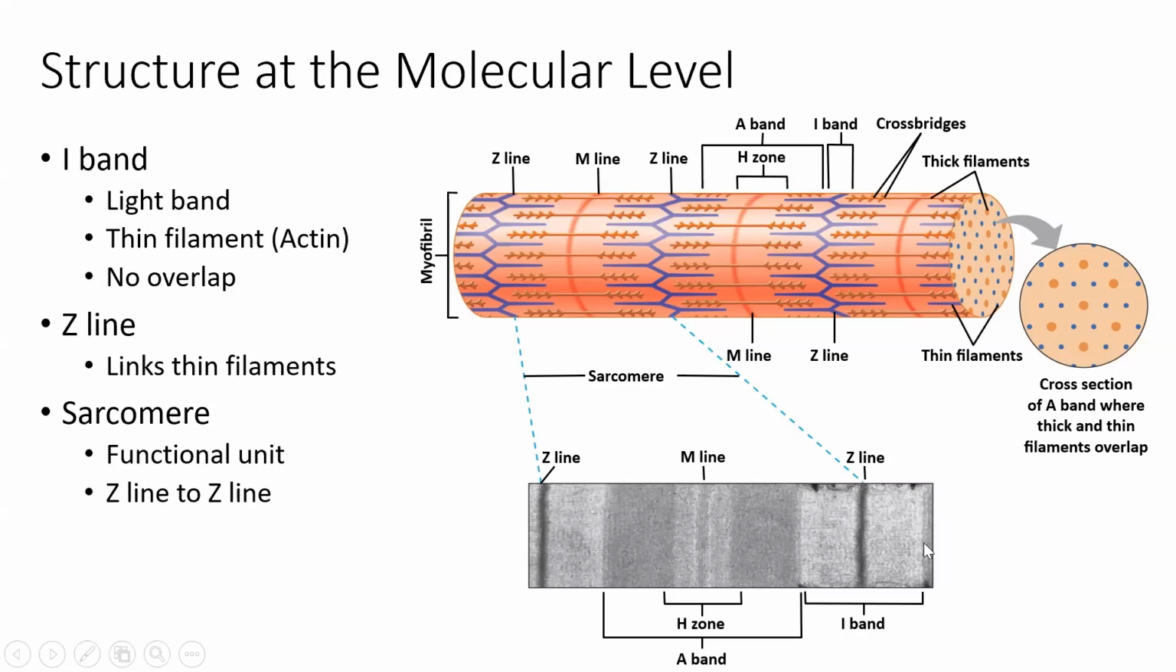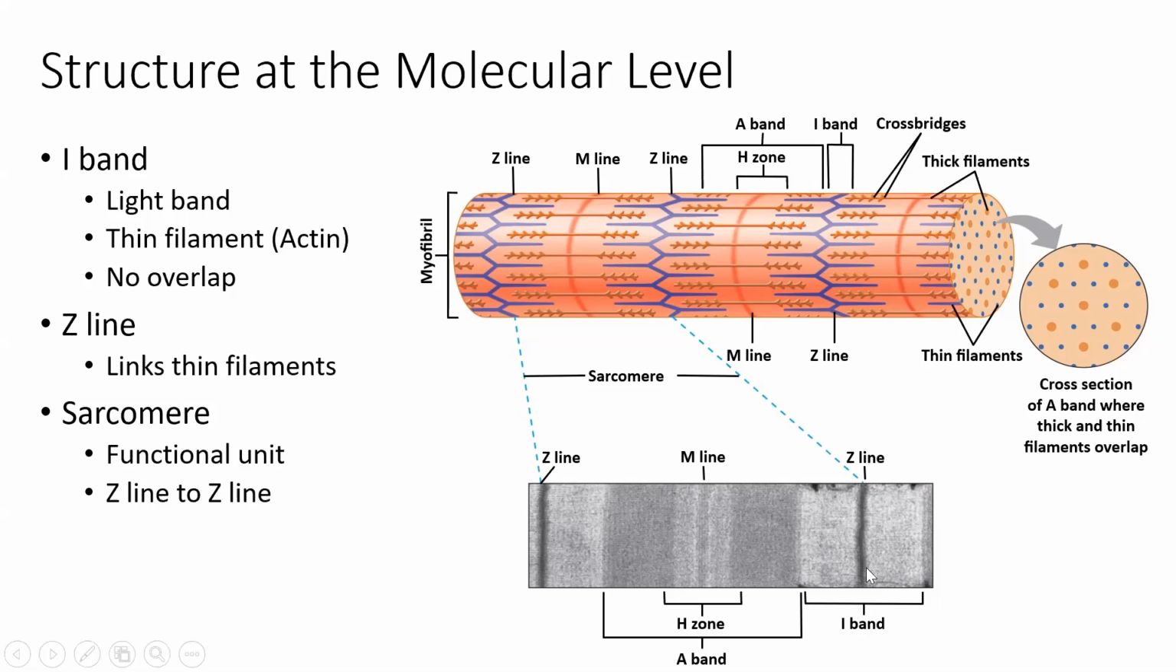Then we can look at the Z line. The Z line is the line that connects the thin filaments or the actin filaments. And if we look here, we can actually see the Z-like configuration of this connection. So from one thin filament to the next, this is this Z-like or staggered configuration that forms the Z line, and that is running down the center of the I band.